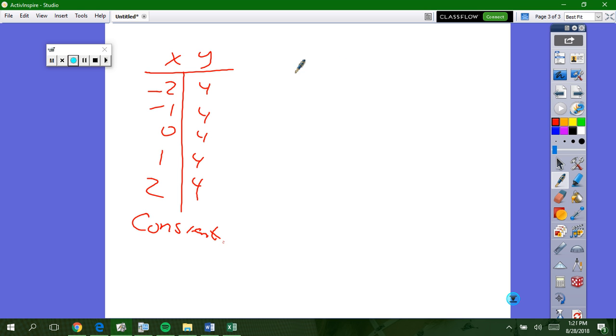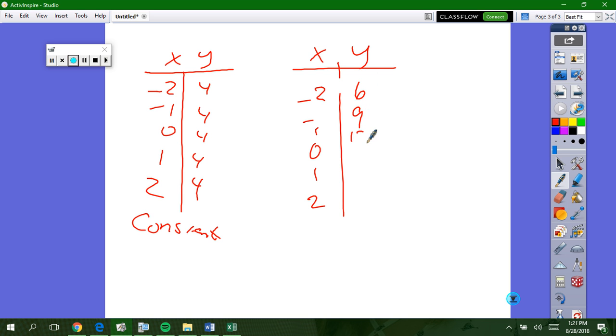Okay, here we go again. Let's do another one. I like to use my Fab 5 of -2 to 2. Goes there. Is it constant? Not right now, it's not, huh? So what we're going to do is what we call our first difference.